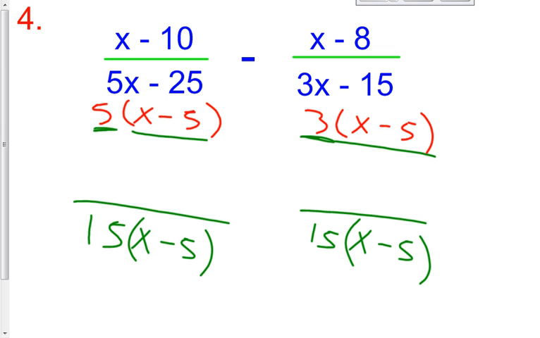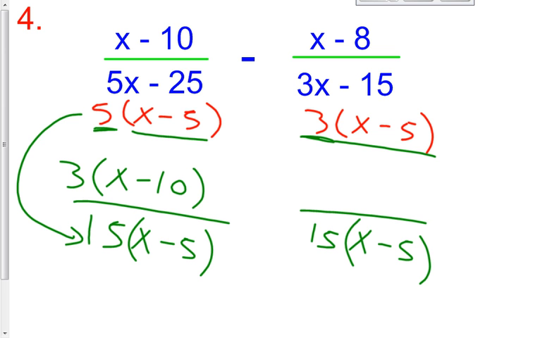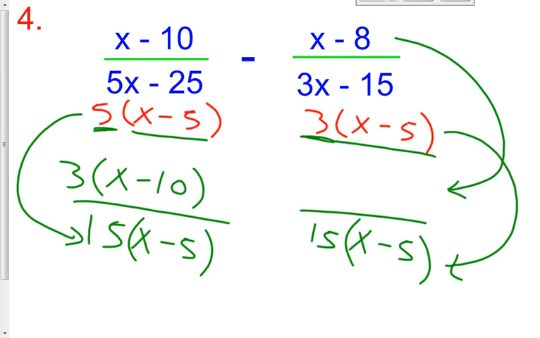So what did you have to multiply this by to get to here? You had to multiply by the number 3. So you have to multiply the top by 3. It's 3 times the quantity x minus 10. What did you have to multiply this denominator by to get to this denominator? You had to multiply by the number 5. So you have to multiply this one by the number 5. It's 5 times the quantity x minus 8. And make sure the subtraction sign comes with it.